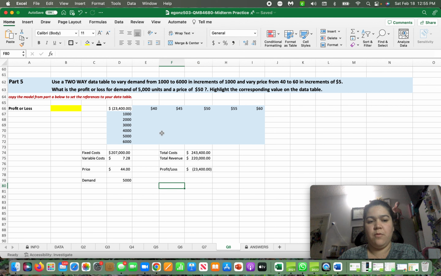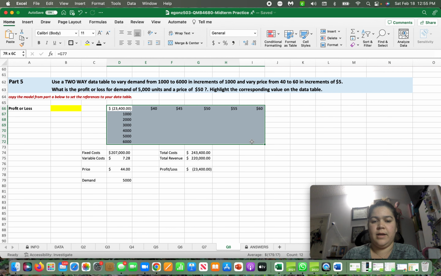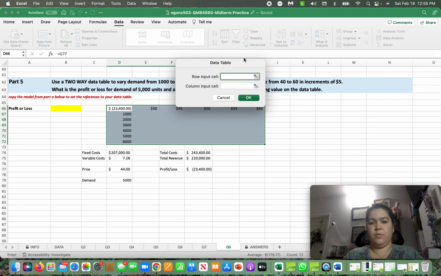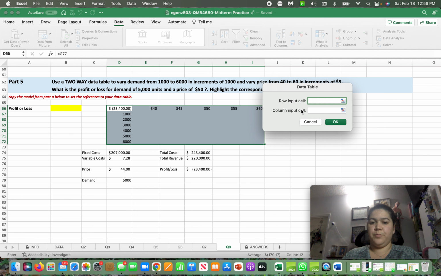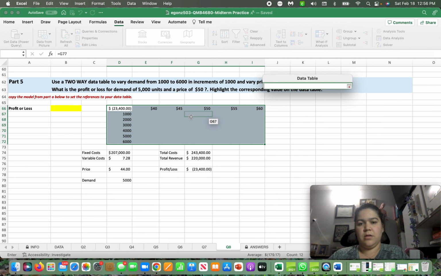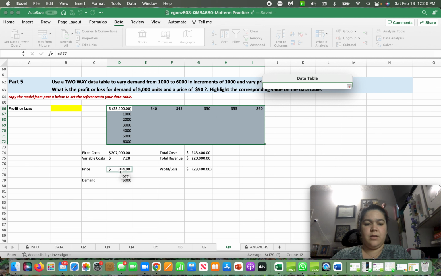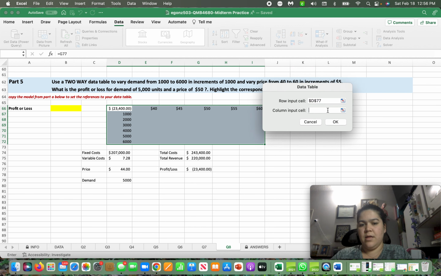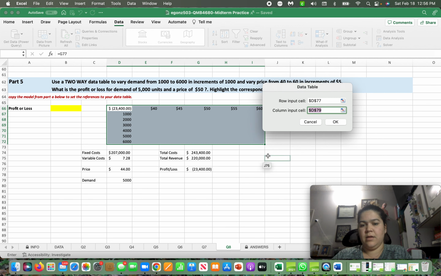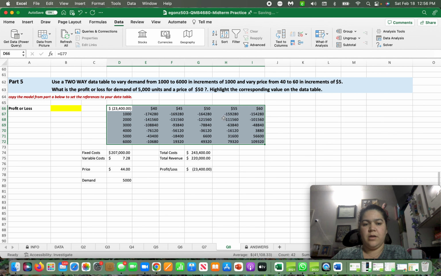So we're gonna go ahead and run the data table. I'm gonna highlight the table, go to data, what if, data table. Then we're gonna put the row. In the row, we're gonna put the price, because it's the price per subscription right here. Then we're gonna hit enter. And in the column part, we're gonna put the demand, because they're talking about demand right here on column. And the rows, we're gonna do the price. So click on here, hit enter, then hit OK. It should give us the values.